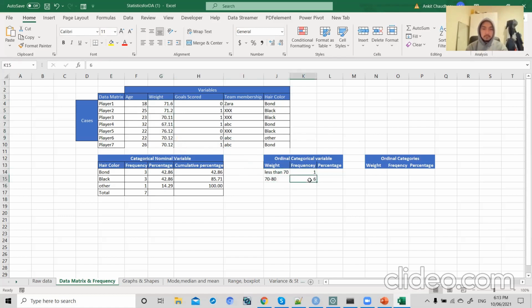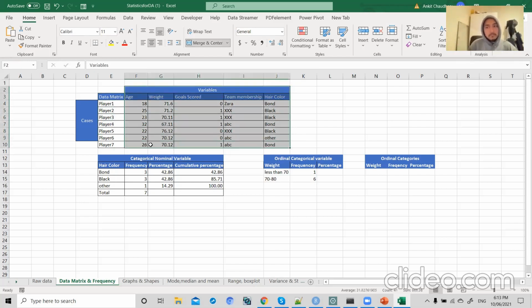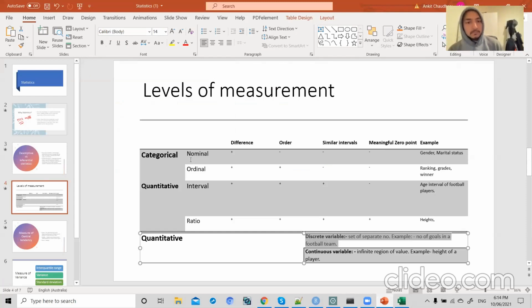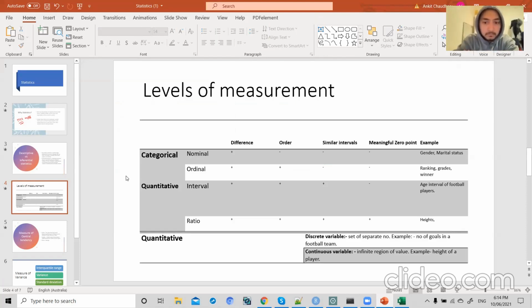Right now I'm just showing you how we can convert continuous data to categorical data. Here you have terminology: these are all your variables, these are all your cases, and this whole data is considered a data matrix. We need a good understanding of which variable is nominal, which is ordinal, which is discrete, and which is continuous. We should be able to distinguish that.